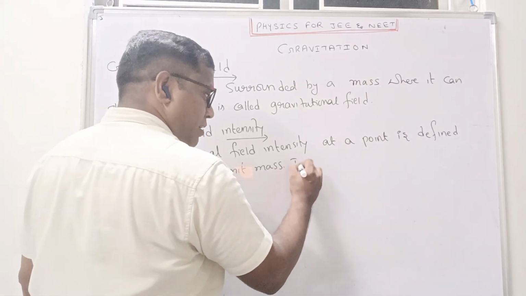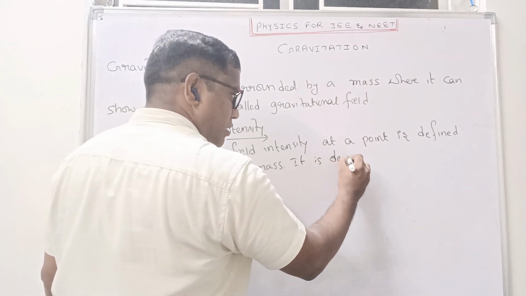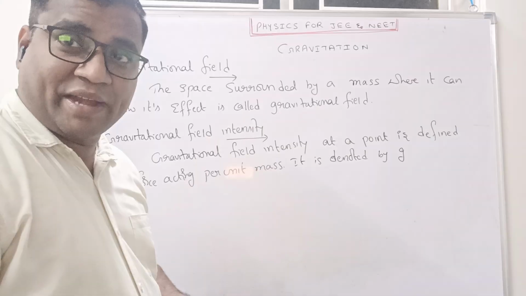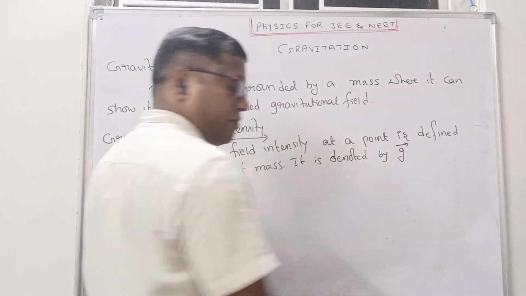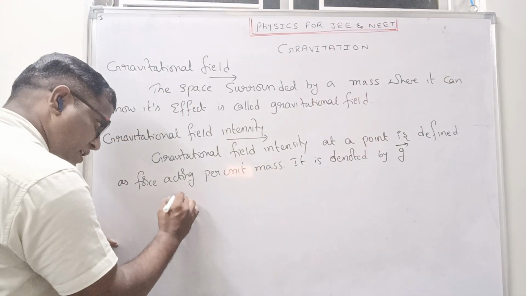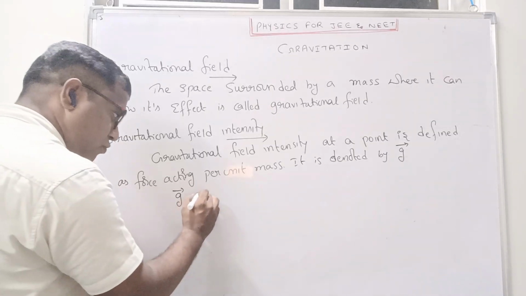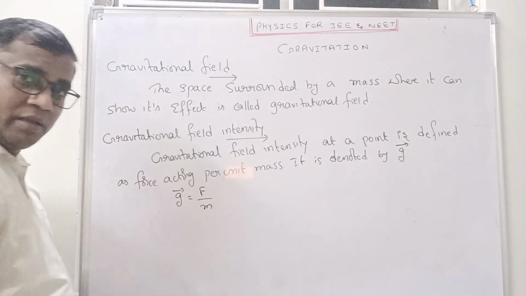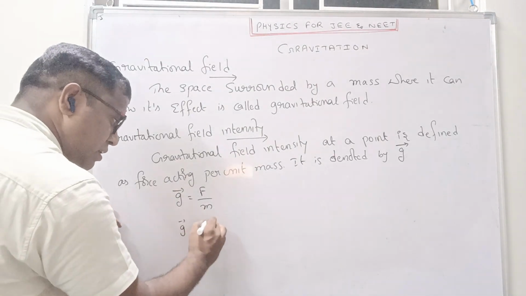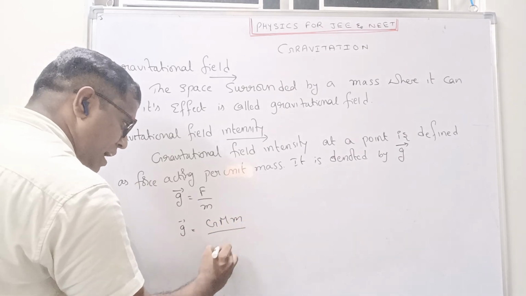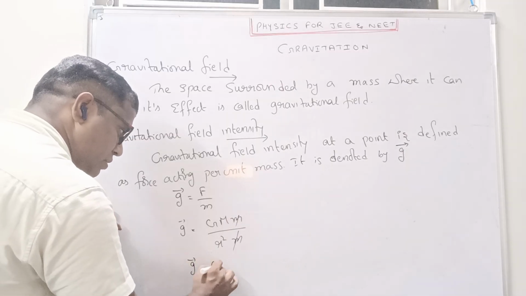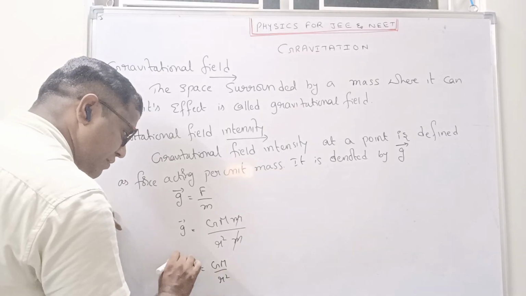And it is denoted by g. Gravitational field is a vector quantity. That's why it is g arrow. Clear? So now we can write g arrow as force per unit mass. So we already calculated, what is force? G M m by r square into small m. So this one will cancel. So we'll get g is equal to G M by r square. Very, very important formula.